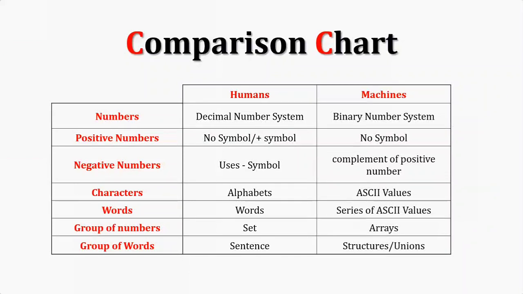Coming to the words, humans just take words, and coming to the machines, if a machine wants to store a word, it will take the series of ASCII values for that particular word. Please check the ASCII table through Google so that you can better understand what the ASCII table is.